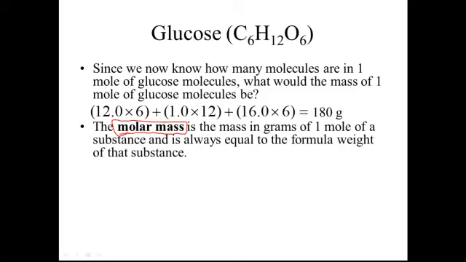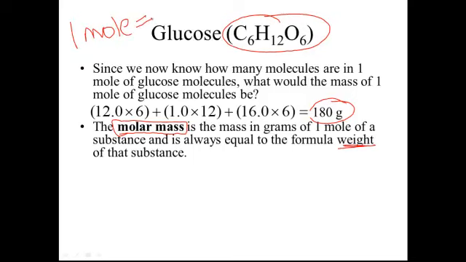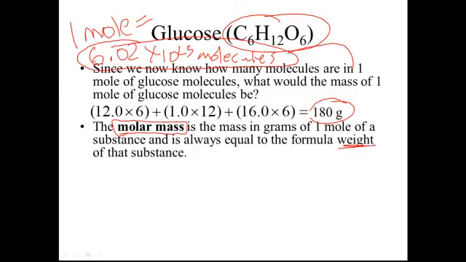The molar mass is the mass of 1 mole of that substance, and it's equal to the mass of the element that you find on the periodic table. So in this case, when we say 180 grams, that means that if you had 1 mole of glucose, we know that that is equal to 6.02 times 10 to the 23rd molecules. But what we also know now is that 1 mole of that substance, if we had exactly that many molecules of glucose, would weigh 180 grams.